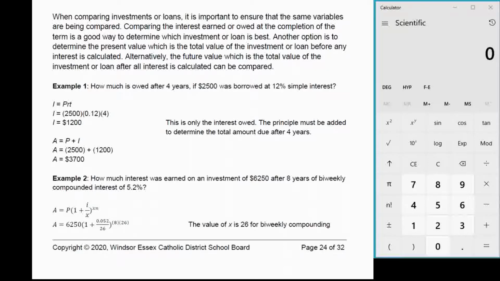So first, let's look at a question here. It says, how much money would be owed if we borrowed $2,500 and it was taken out for 4 years, and we were charged 12% simple interest. So simple interest is, of course, just we multiply the principal by 12% and by 4. We have to pay back $1,200 in interest, but we also have to pay back the initial $2,500. So altogether, after 4 years, we have to pay back $3,700.